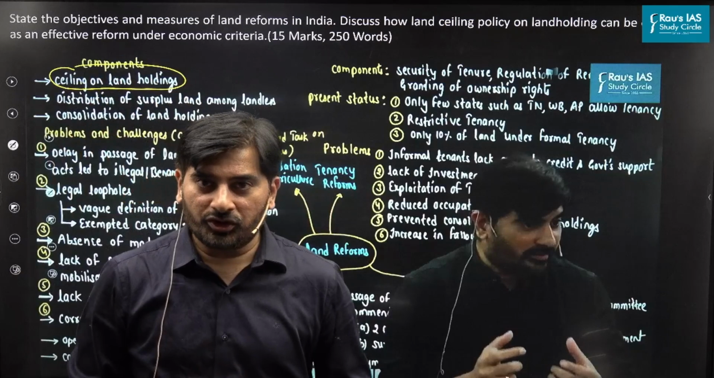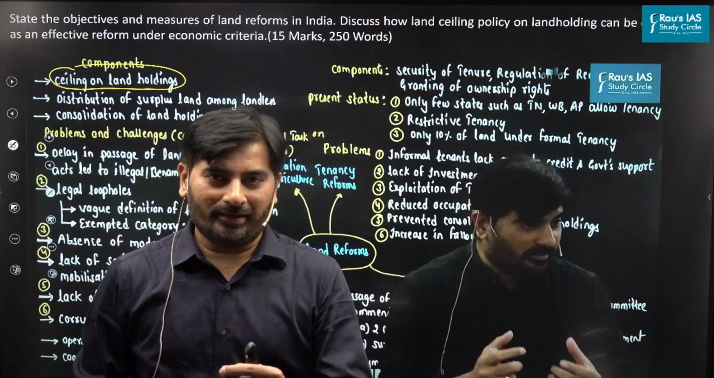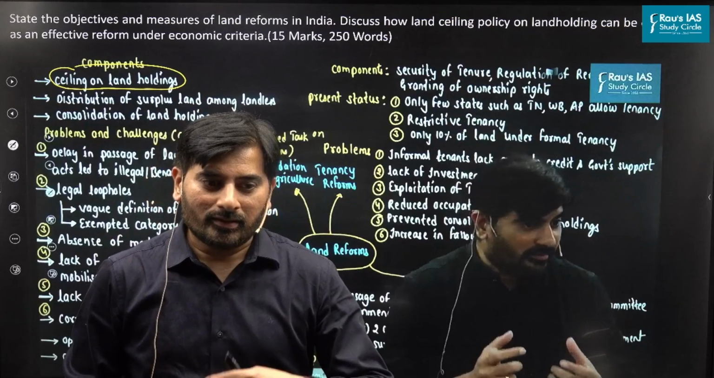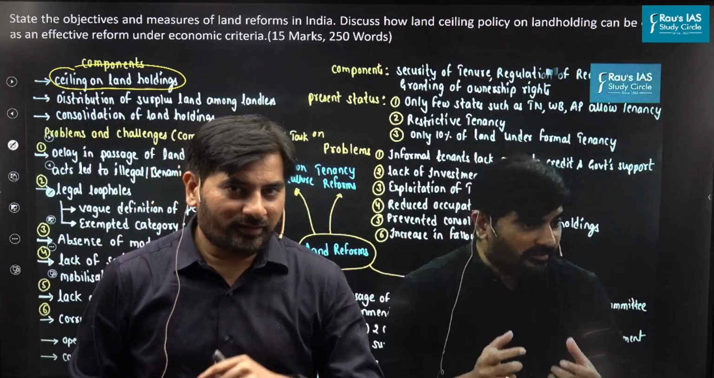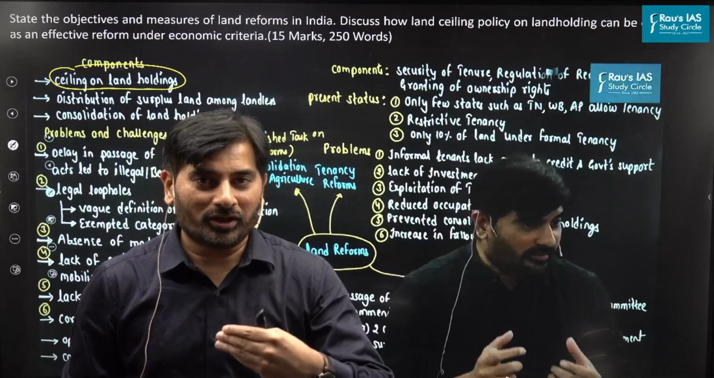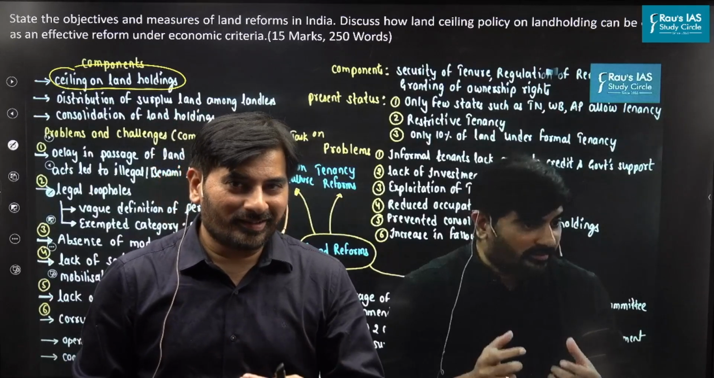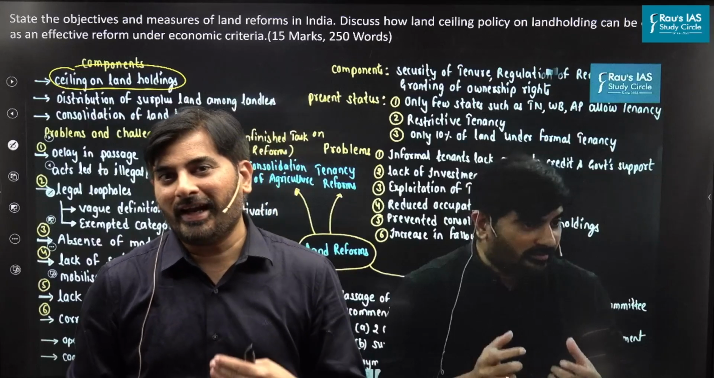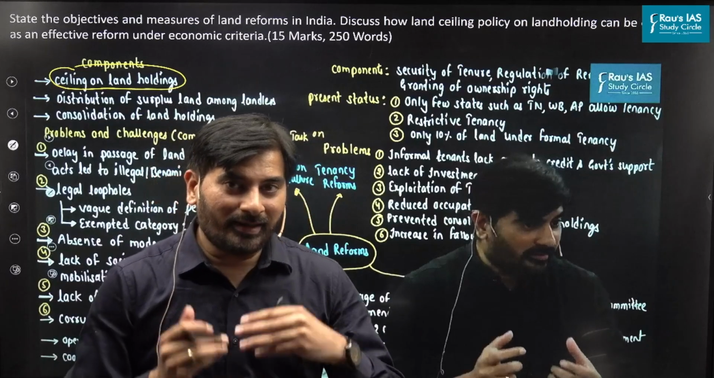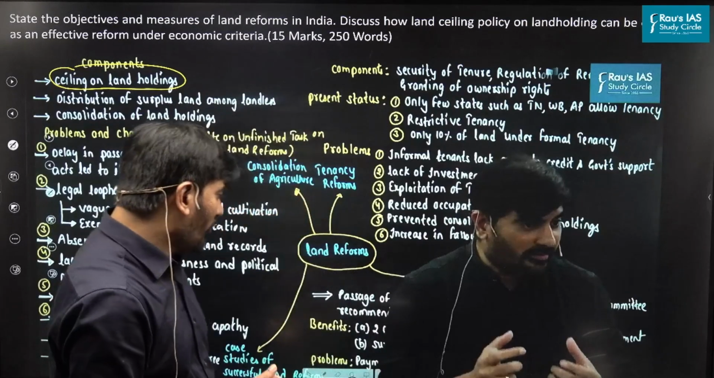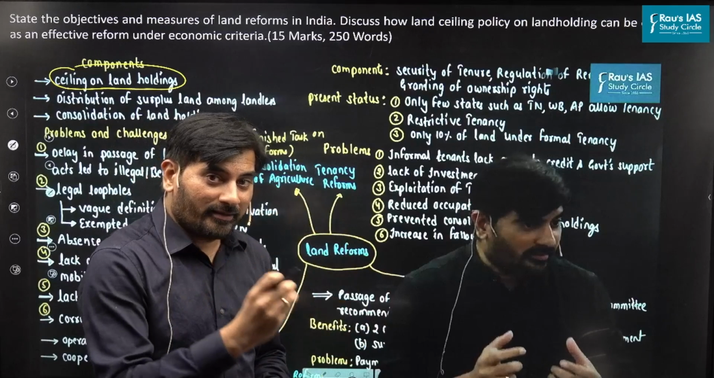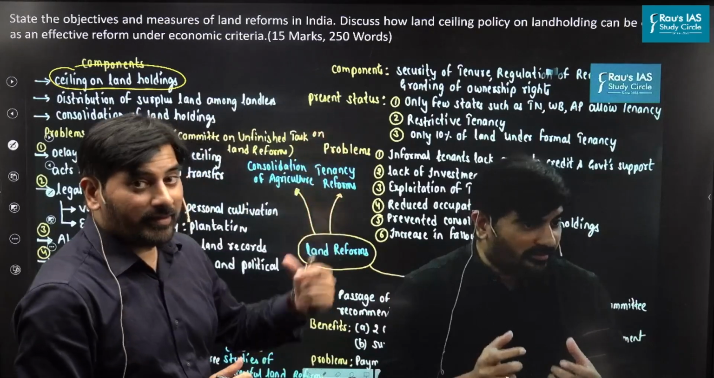The third part of the question is how ceiling on land led to economic benefits. We all know that land is a state subject. So different state governments passed the Land Ceiling Act in order to put a limit on land ownership. Here you are required to discuss the important benefits of the land ceiling. Some of the benefits are that by implementing the Land Ceiling Act, we were able to abolish the zamindari system. By providing for a land ceiling, we were able to implement the tenancy reforms.